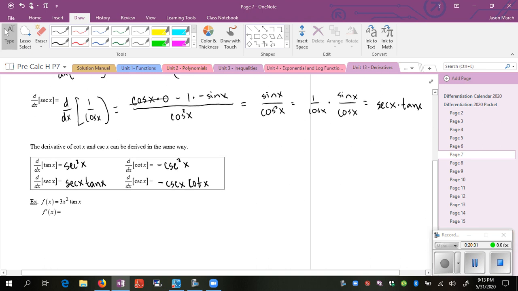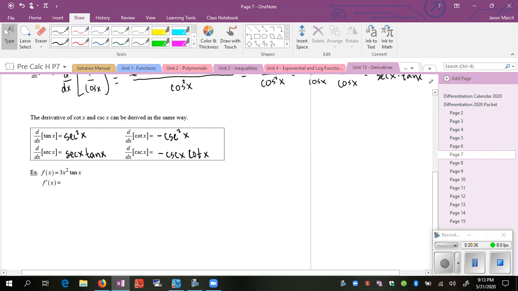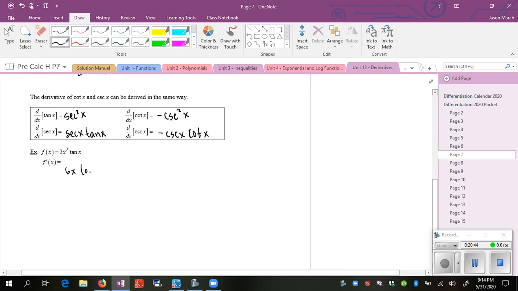Now if we ask for the derivative of 3x squared tangent x by using the product rule, we would do derivative of the first, which is 6x, times the second, which is just tangent of x, plus derivative of the second, which is now in our memory banks as secant squared x, times the first, which is 3x squared. Again, you can leave your answer like that, or usually you will see it written where the algebraic expression is written before the trig function.